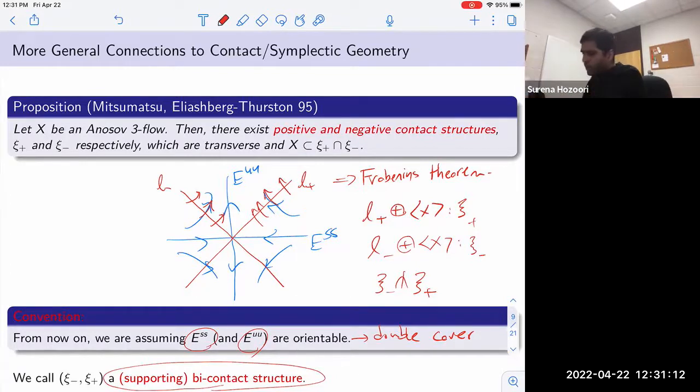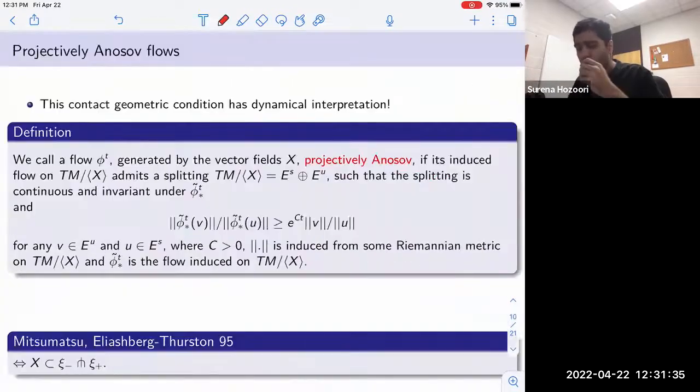Okay. So that raises an obvious question: if all Anosov flows are in the intersection of a pair of these two contact structures, is the other way correct or not? If you have a flow whose generating vector field lives in the intersection of two contact structures like this, can we conclude that it's an Anosov flow? And the answer is no.